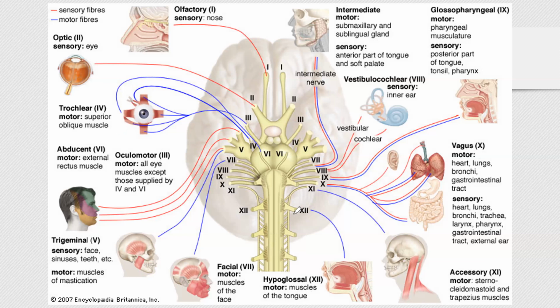Right, after 6, we have 7. Now 7 is facial. So let me find where my facial is, right there. So here's the facial nerve, and facial, you see, is a motor nerve, and it innervates muscles of the face and allows you to do facial expression, right? So when you move your skin in your face, when you smile, when you frown, you obviously need innervation from nerves for your muscles to contract, and it will be the facial nerve, muscles of the face.